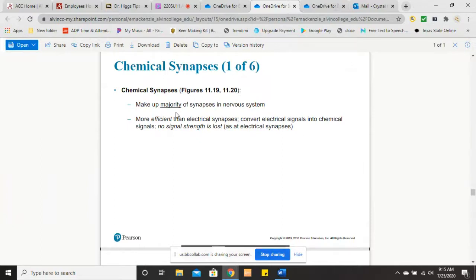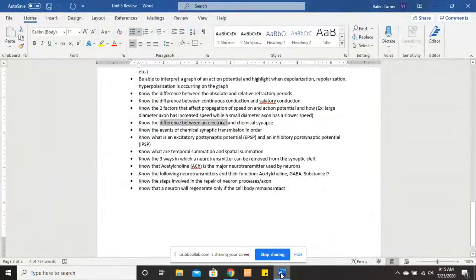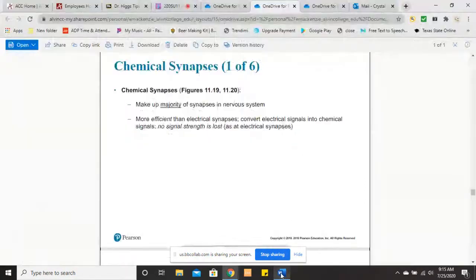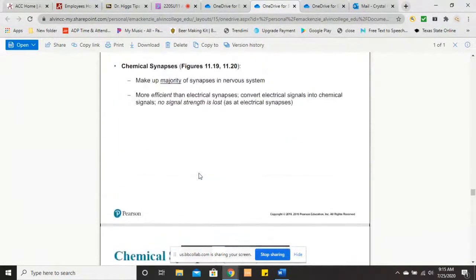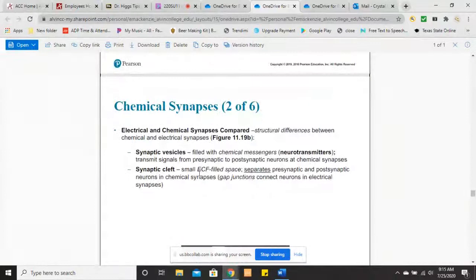Turns out chemical synapses make up the majority of synapses in the nervous system. So when we saw the neuromuscular junction with the neuron releasing acetylcholine, we were looking at a type of chemical synapse, to be specific. All right. So since this is the majority of the synapses in our body, we got to look at how does it work.